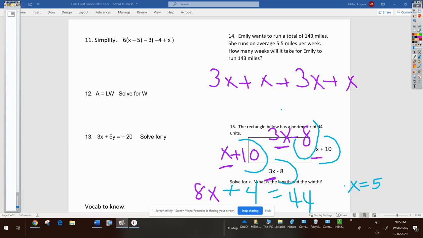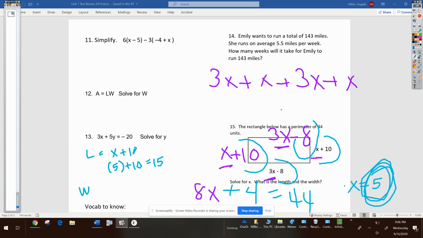All right, but let's read the question. I know I've written all over it, but the question says solve for x, and what is the length and what is the width? So I'm going to come over here. My length is going to be x plus 10. So I need to take this x right here and plug it in. So instead of writing an x, I'm going to write a 5 plus 10. So my length is going to be 15.